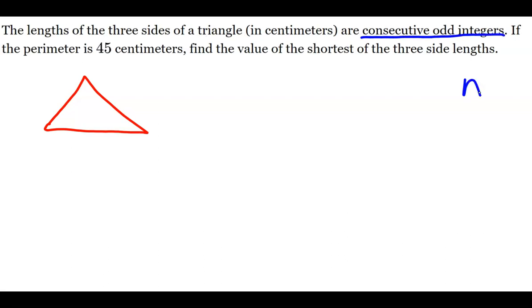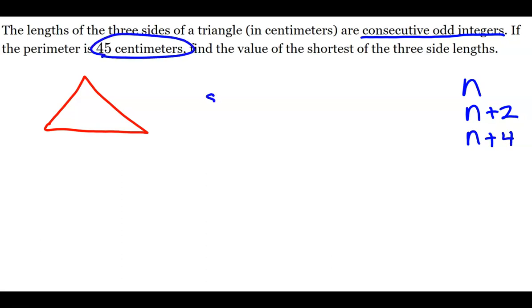Remember, the first integer is always n. And if you have consecutive odd integers, then that means you need to skip over a number and get to the next odd integer. So the next integer would be n plus 2, and the third one would be n plus 4. So we know that the perimeter is 45 centimeters.